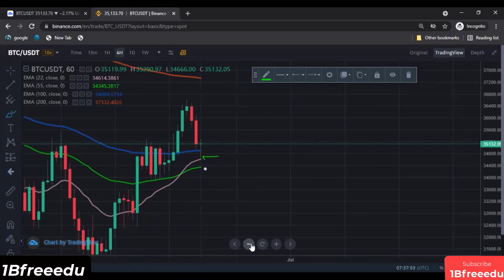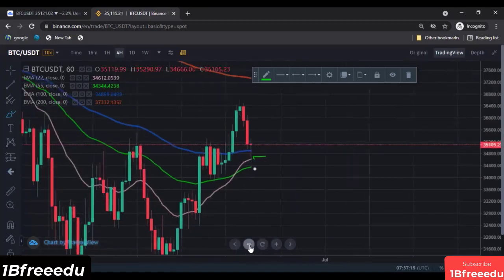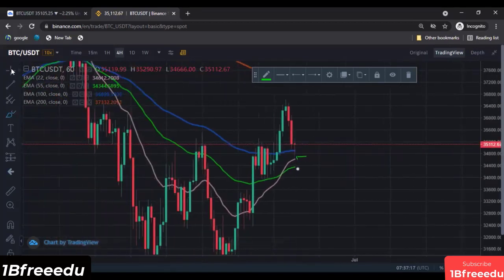So basically, there's one important saying, which is that you buy the support and you sell the resistance. You buy at this support and you sell at this resistance. So this is a saying which we would need to remember.